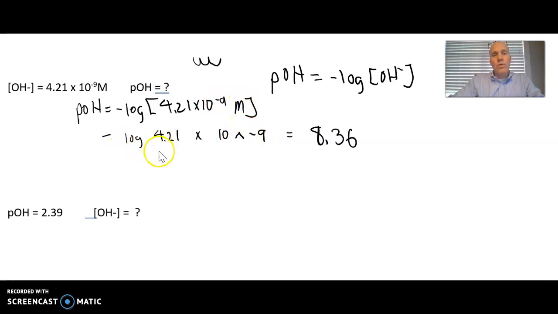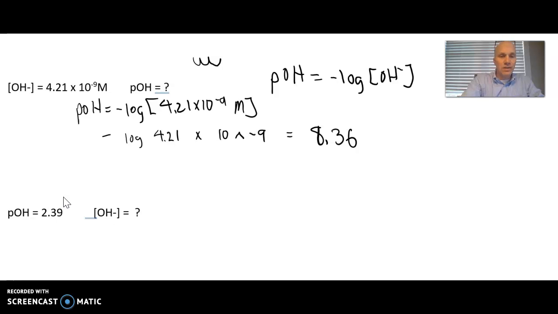The order of operations could be different based on your calculator, but for a lot of calculators, it's going to be negative, log. There should be a log button somewhere on your calculator. If you don't have it on your calculator, you're going to need to find one that does have it. Then 4.21 times 10 raised to, and on a lot of calculators it's this symbol right here, minus 9, and then hit equals. And I'm getting 8.36.